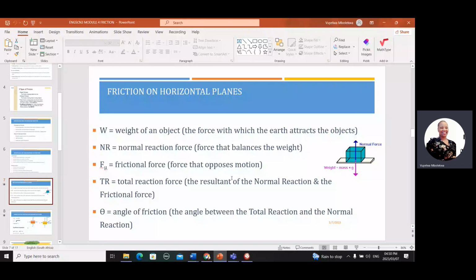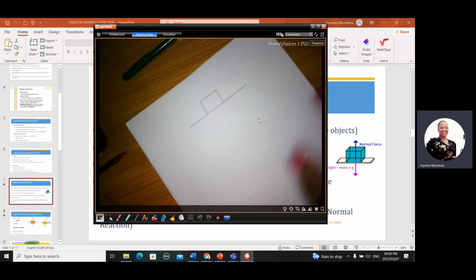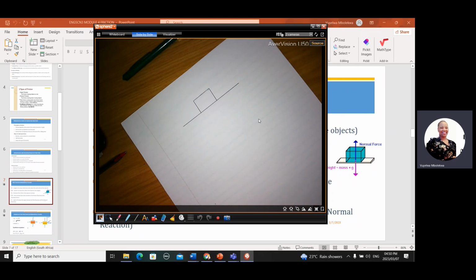Again, let's look at friction on horizontal planes. What are the forces that act on an object when it's on a horizontal plane? I'm going to share my screen. So you've got the notes. You'll be looking at these notes, following with me. But I'm also going to demonstrate these forces to you.